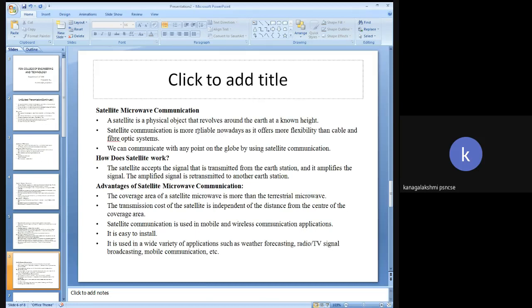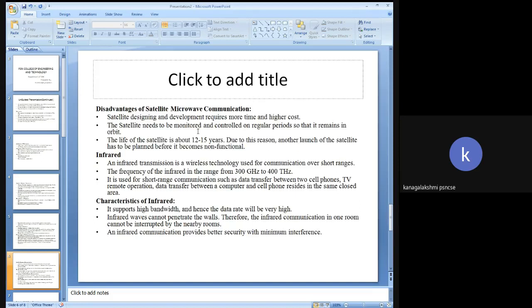The coverage area for satellite communications is larger compared with terrestrial microwave transmission. The transmission cost is independent of the distance from the center of the coverage area. Satellite communication is used in mobile as well as wireless communication applications. Satellite microwave communication is easy to install and is used for a wide variety of applications, such as weather forecasting, radio, TV signals, broadcasting, and mobile communication.